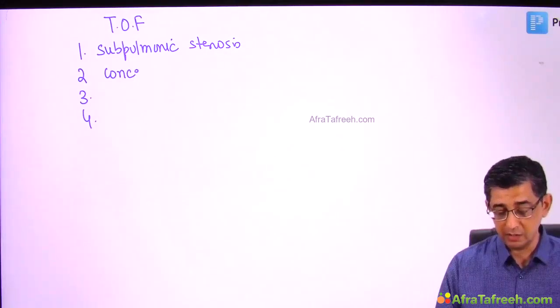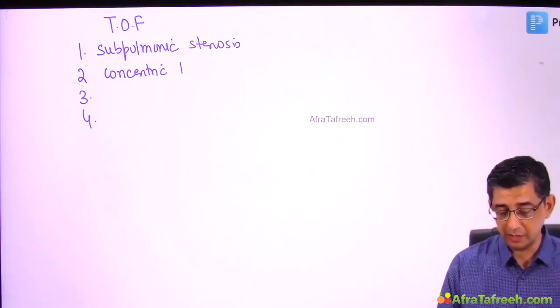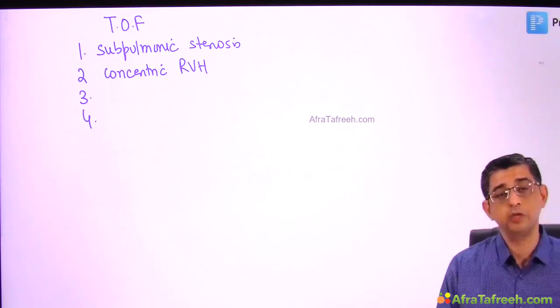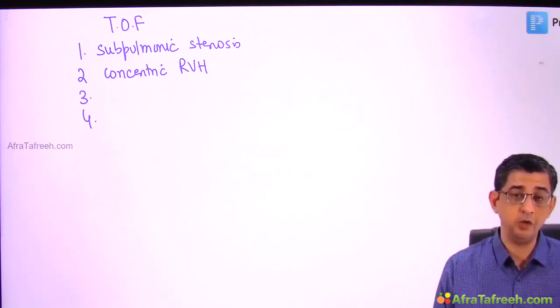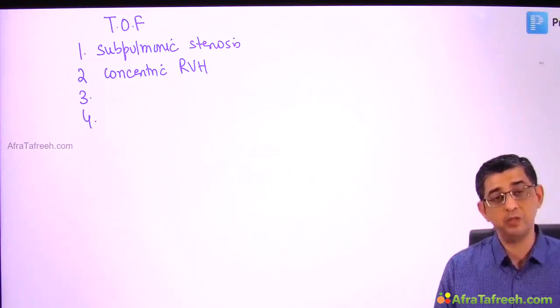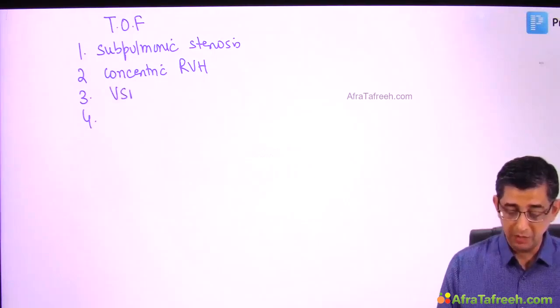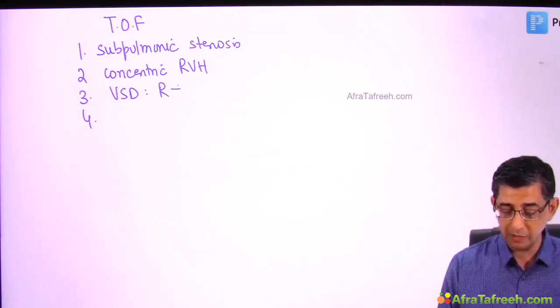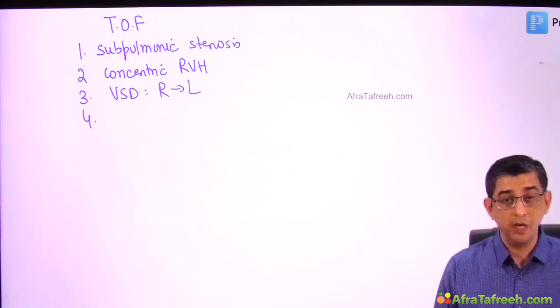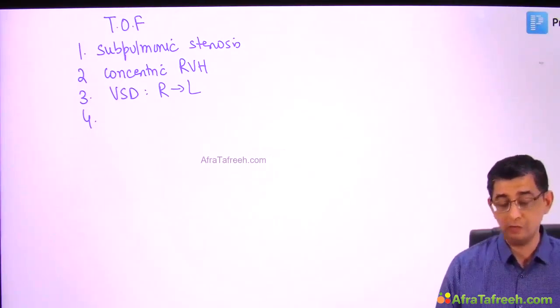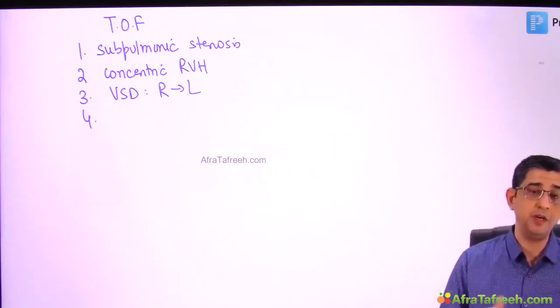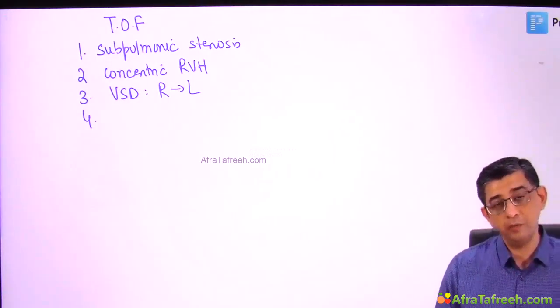And since there is a subpulmonic stenosis present right from day one the heart developed, the right ventricle has to do extra work, exercise much more than normal, and therefore there is a concentric right ventricular hypertrophy. The VSD in this condition does not operate from left to right but from right to left. How is it possible? That's the usual query from a lot of doctors saying, sir, left ventricular pressure is more than right, then how can blood go from right to left?